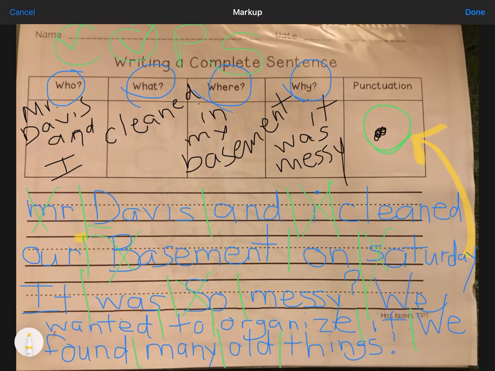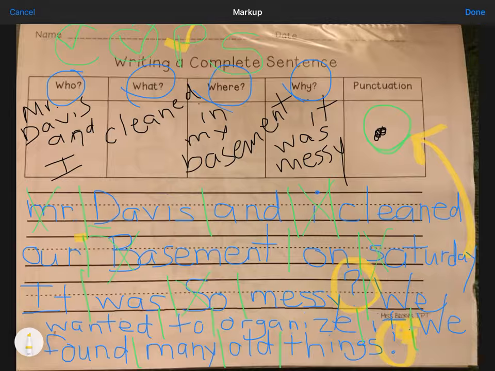It was so messy? Am I asking you something or telling you something? I am not really asking you anything, I'm telling you, so that would also have to be fixed. No question mark, just a period. Then we have, we wanted to organize it, and I do see that tiny little period. And we found many old things. I added an exclamation point. That was very exciting for us to find these old things, so I'm going to keep the exclamation point. So now P for periods and punctuation are complete.